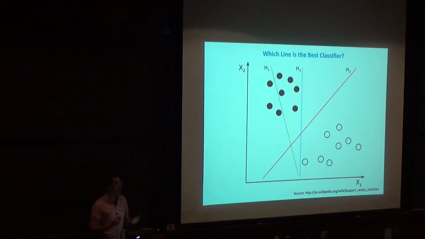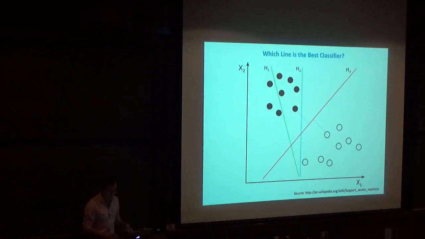And so can someone tell me why one might prefer one over the other? Why one might prefer H2 over H3 or vice versa? Yes? Well, H2 gives you the perfect classification on your training data. H3 looks better because for the actual true distribution, it'll probably divide the 2 classes better, given that it maximizes the margin. OK.